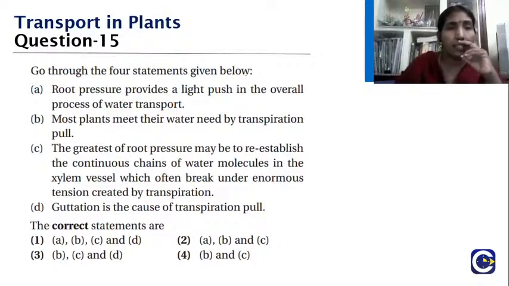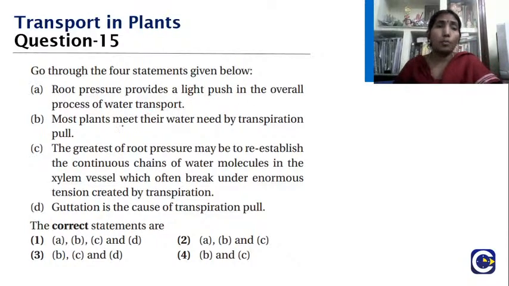Go through the 4 statements given below. They have given 4 statements and we have to choose the correct ones. The root pressure provides a light push in the overall process of water transport. Most plants meet their water need by transpiration pull. The greatest role of root pressure may be to re-establish the continuous chain of water molecules in the xylem vessel, which often break under enormous tension created by transpiration. Guttation is the cause of transpiration pull. Out of all the 4 statements, what is the correct statement?